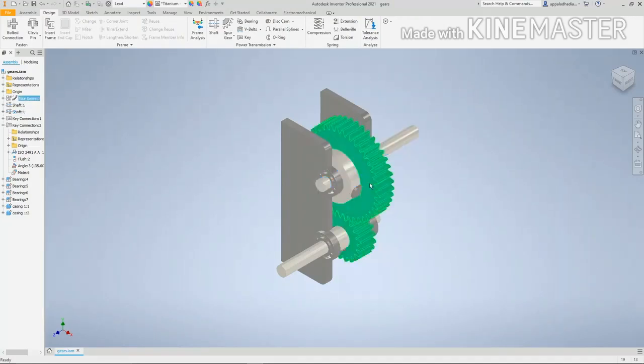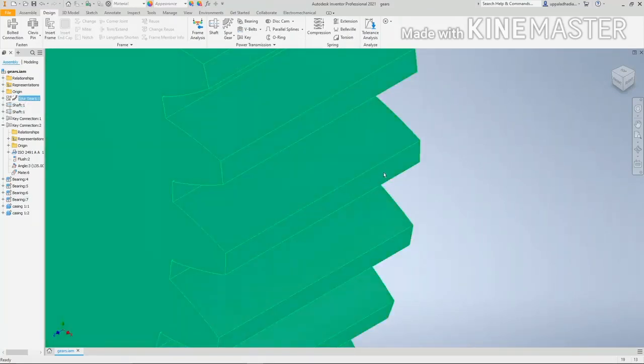We can see how each part helps. These two are the spur gears. These are important elements in mechanical power transmission. These are round, wheel-like shaped, having teeth. These are known as the teeth.